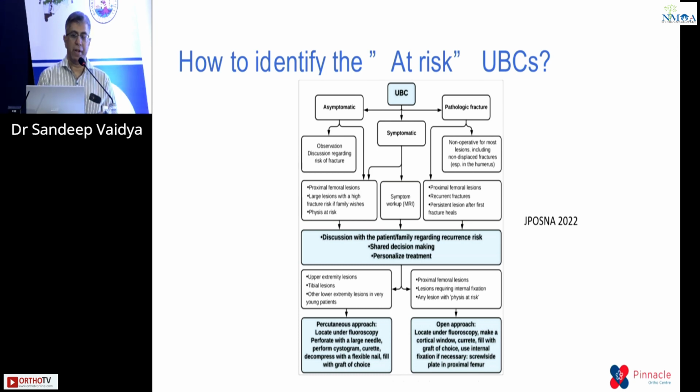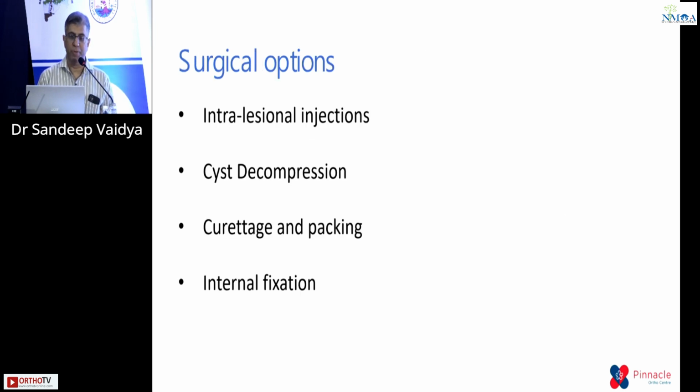Having discussed these indications for surgery, let's understand what are the modalities with which we can treat. Again, these indications are not absolute indications. If you look at this algorithm, which was published in a review article in 2022, apart from proximal femur fractures, in all other scenarios the choice of surgery is a shared decision making with the parents. You have to discuss with the parents the pros and cons of the surgery, and only then should the decision regarding surgery be taken. Apart from proximal femur fracture, there is no absolute indication for surgery in a UBC.